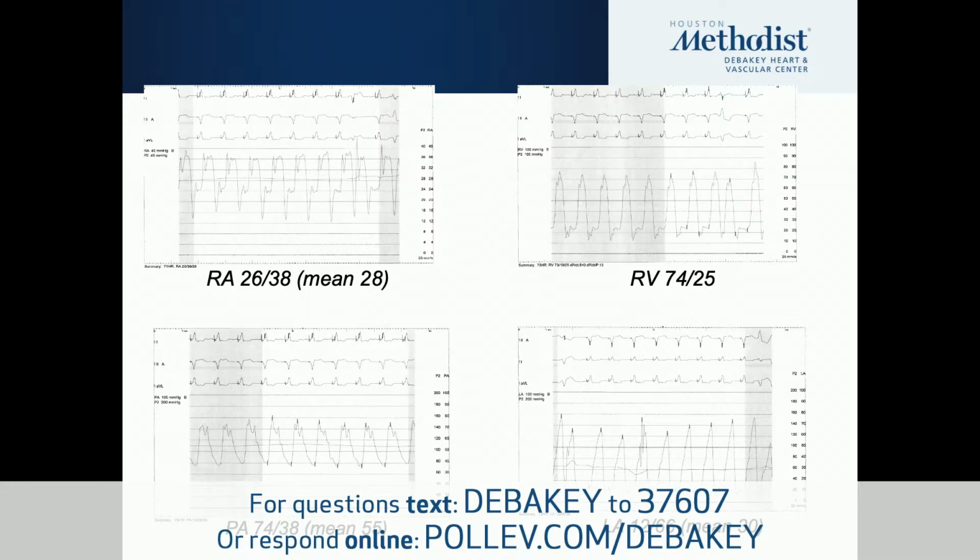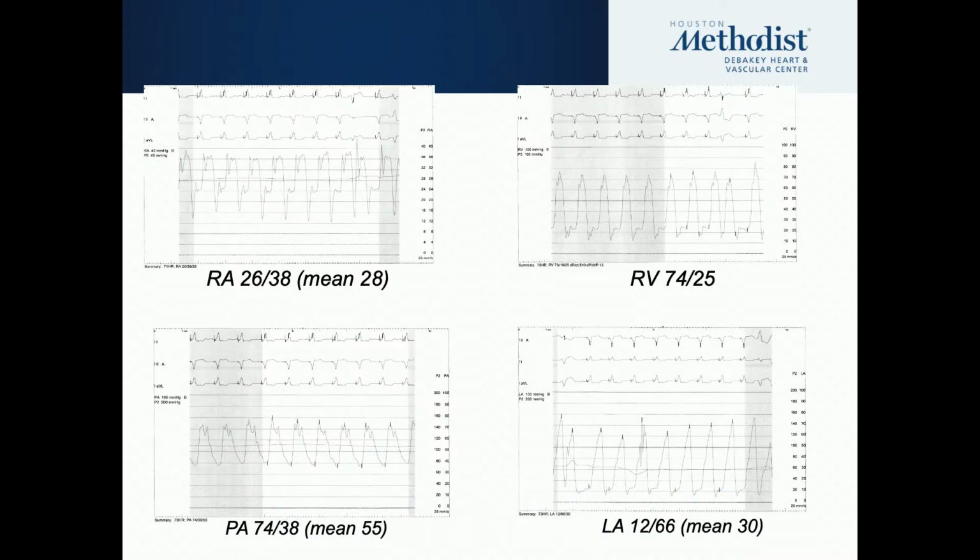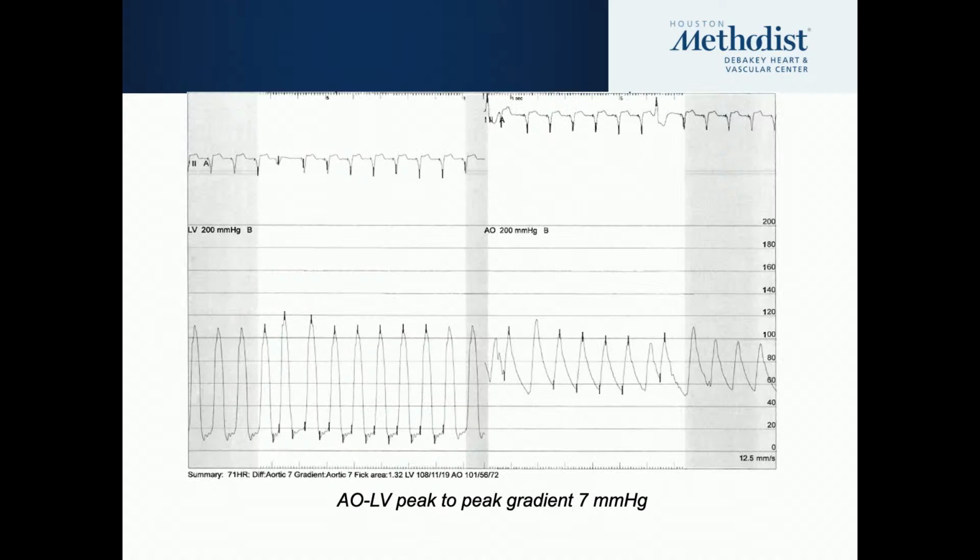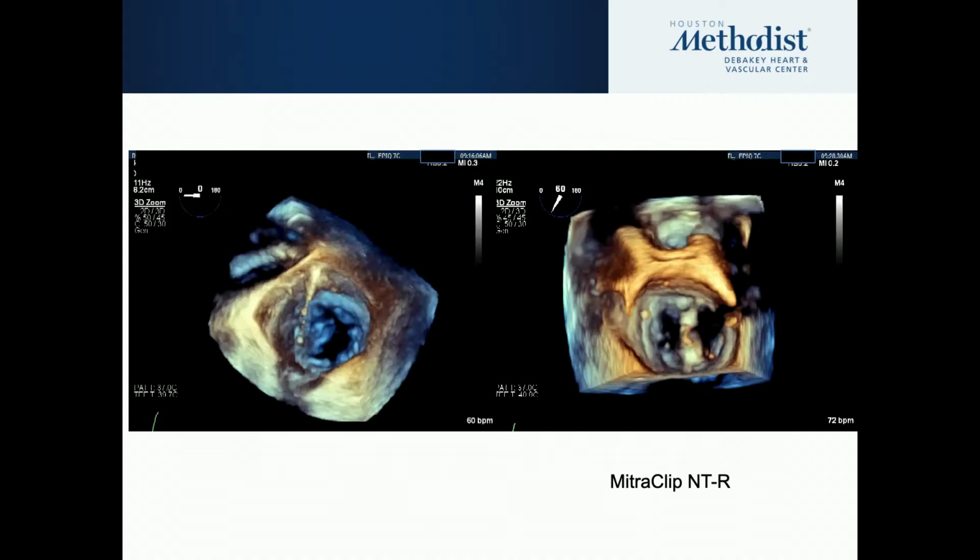So these were his hemodynamic measurements before the MitraClip procedure. Even after weeks of optimization, he was very decompensated. His mean RA pressure was 28. He had severe pulmonary hypertension with a mean PA pressure of 55 and a LA pressure of 30 with V waves of 66 millimeters of mercury. And we also did a pullback across the aortic valve, and his peak gradients AO to LV were 7 millimeters of mercury. So we really did think this was not a severe AS at this point.